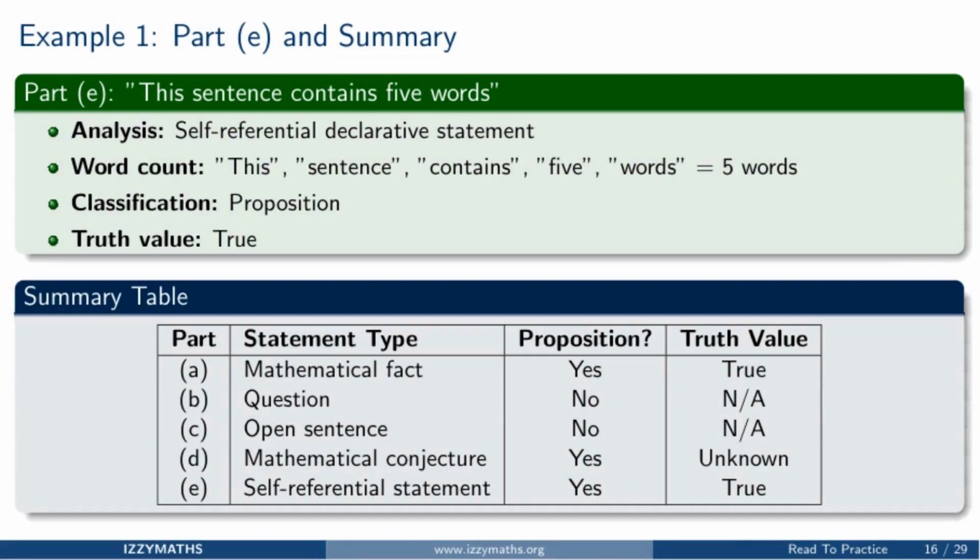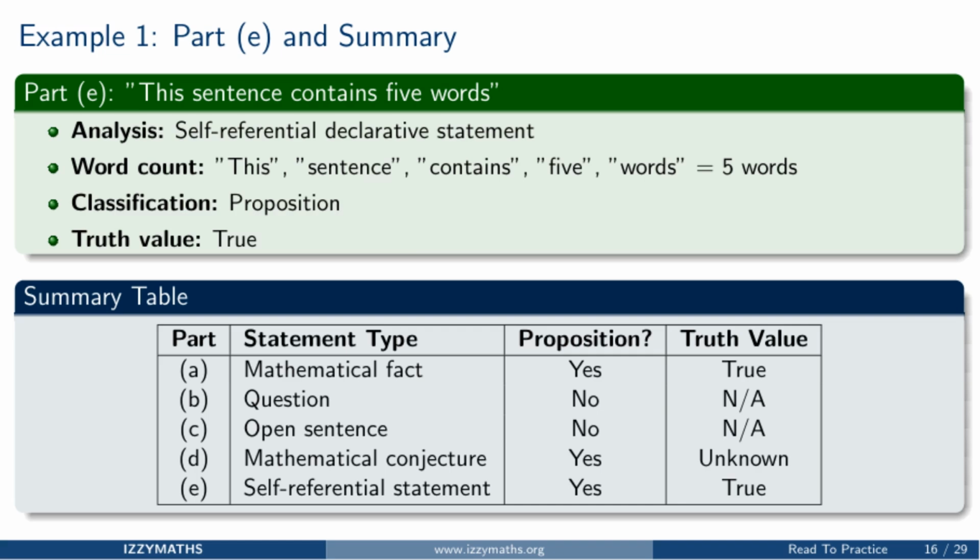For Part E, "This sentence contains 5 words." This is a self-referential declarative statement. Let's count. This sentence contains 5 words. That's exactly 5 words. Classification, proposition. Truth value, true.